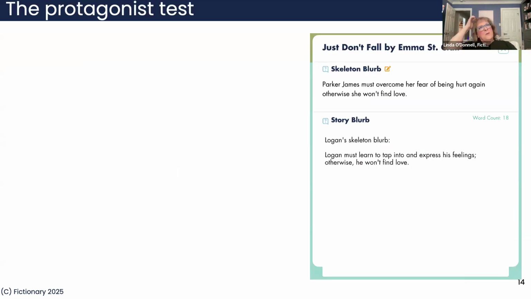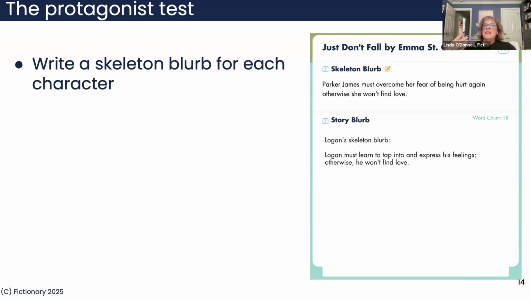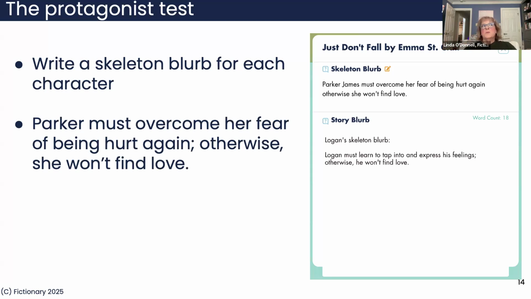So what we did was I put this into Fictionary, and if you're new to Fictionary, this is what the blurb will look like. And when this is what you do, you have a protagonist test. I'm not sure if it's Logan or if it's Parker. So I created a skeleton blurb for Parker, and here's what it is.